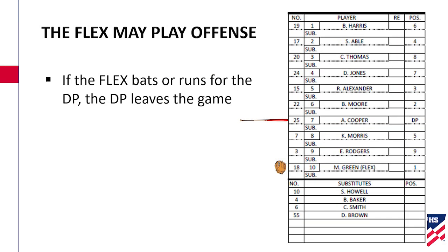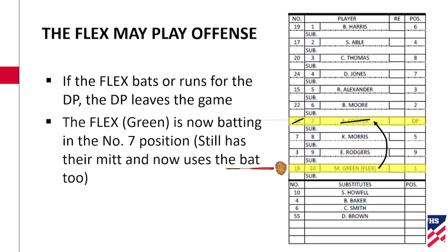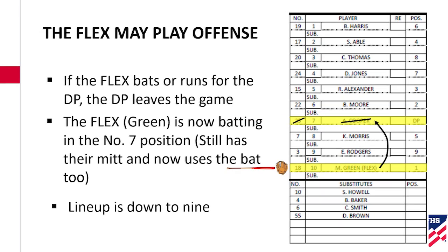Okay? So now, if the Flex bats and runs for the DP, the DP leaves the game. Remember, we talked about DP and Flex being locked. If the Flex bats, they have to do so for the DP. So again, at this point, Cooper has left the game, and we draw the bat coming down here, so that now our Flex is doing both jobs, right? They're still using their mitt, playing defense. Now they're also batting and playing offense.